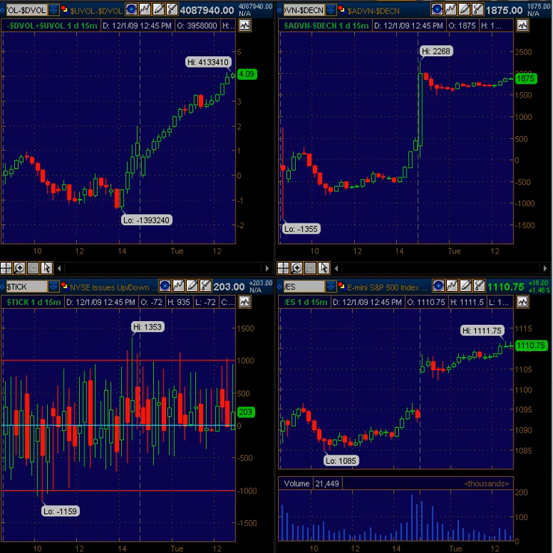So that's how I have my screen set up. Like I said, market internals over here, and then simply the ES. I'm looking at a 15-minute chart here. These are all on 15-minute, but you can apply these to any time frame essentially. It's important to keep all 4 on the same time frame so that you can compare from one to the other.